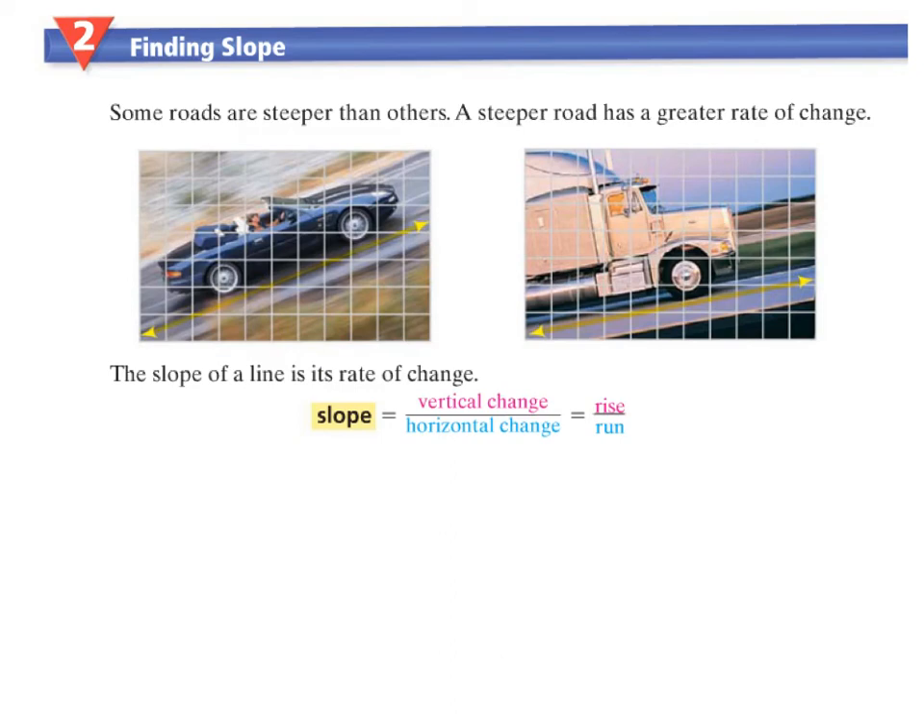Now, the next example is talking about slope. You've talked about this before. Some roads are steeper than others. So you see the car has a steeper slope because it has a greater rate of change than the truck. So a slope of a line. This is important. You must know this. Slope is your vertical change, which is your change in y, over your horizontal change, which is your change in x, which is called rise over run.